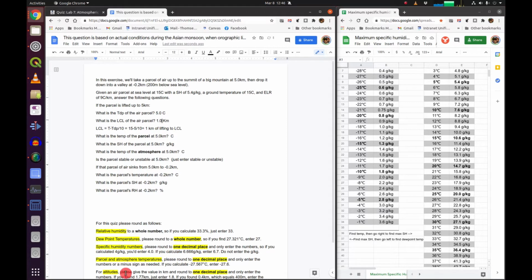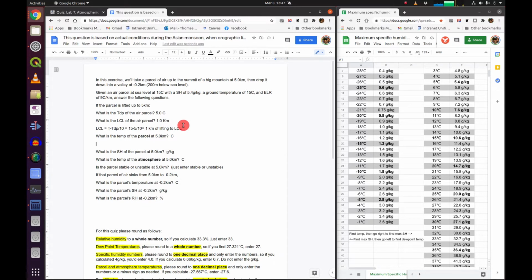Let's see, is that correct? For an altitude, please give the value in kilometers rounded to 1 decimal place. So 1.0, yes. We know what the temperature of the parcel is at 1 kilometer. The temperature of our parcel is 5 Celsius at 1 kilometer, right? So it's going to rise another 4 kilometers, cooling by 6 C per kilometer.